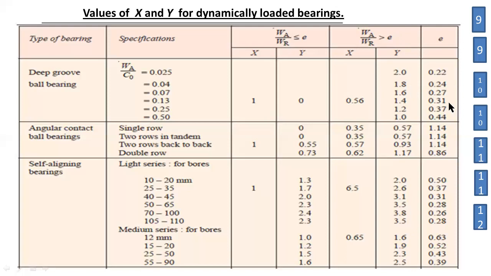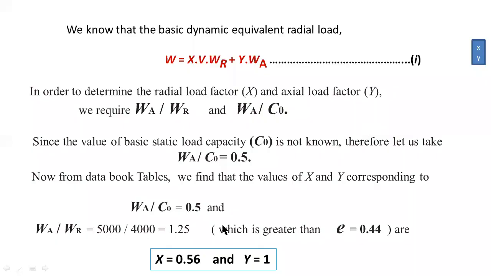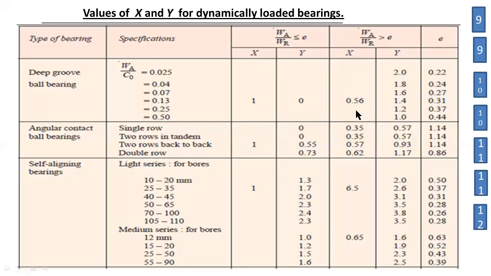So 1.25 is greater than 0.44. So you have to consider this column. The values of X and Y you have to consider are these two values, that is X equal to 0.56 and Y equal to 1.0, because our 0.44 value is less than our obtained value 1.25. So from the data book, the values are X equal to 0.56 and Y equal to 1.